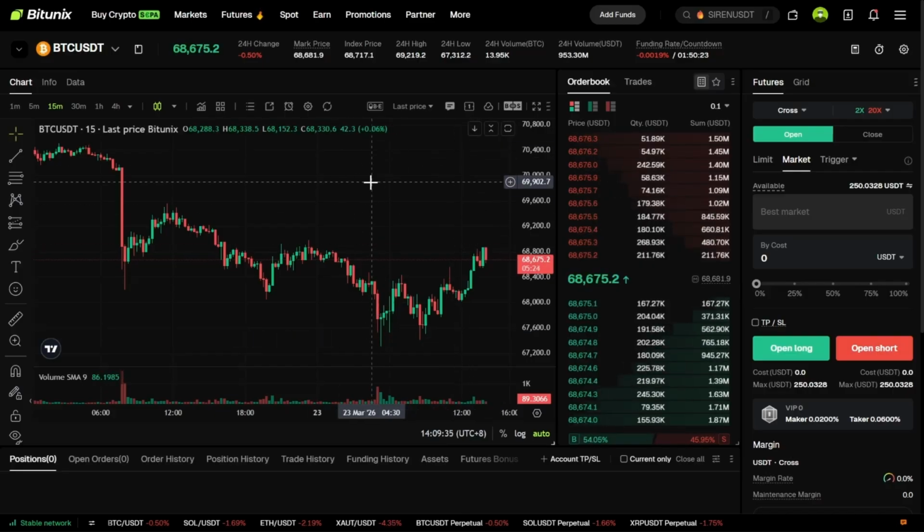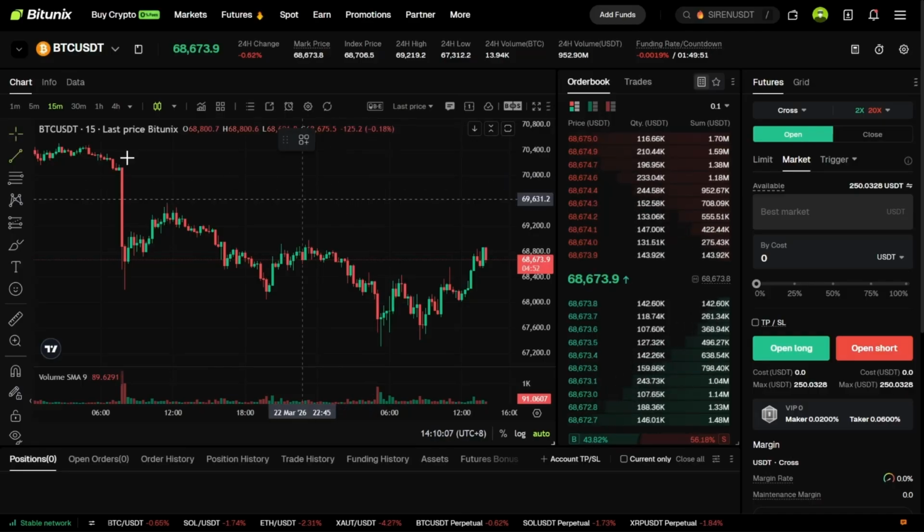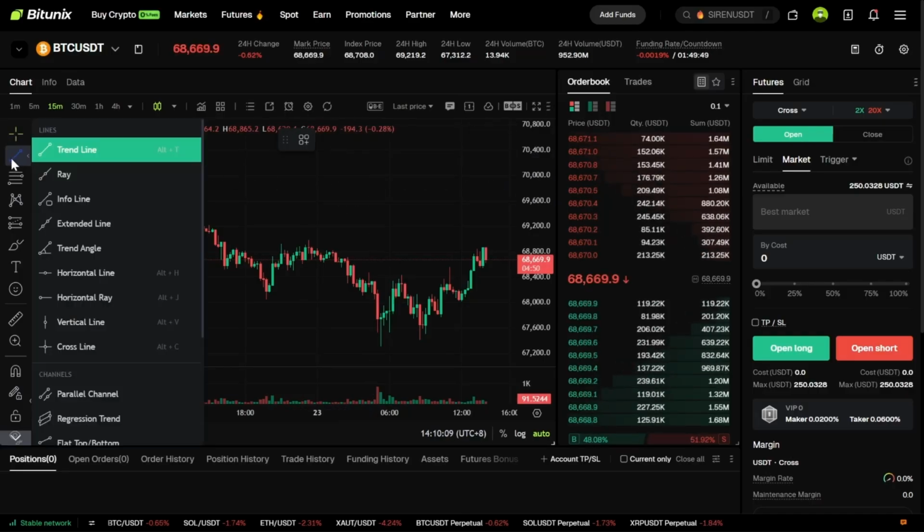This is a TradingView chart. TradingView is built into most centralized exchanges. Over here on the left, you got drawing tools. You can draw trend lines, mark support and resistance with horizontal lines, or highlight zones using rectangles.